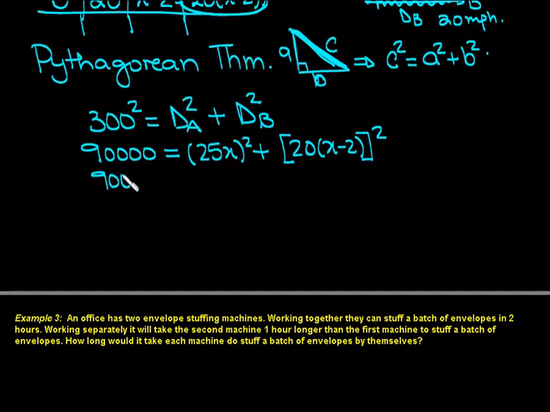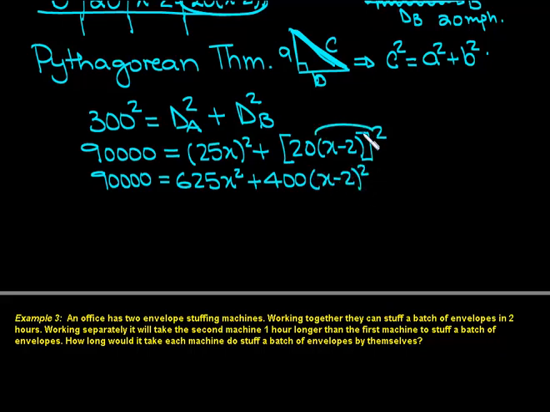So we get 90,000 is equal to 625x squared. I'm just squaring this, plus I'm going to square the 20, which is 400, times (x minus 2) squared. I'm just distributing here. Okay, so that's what we did.